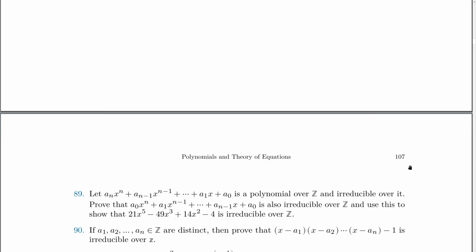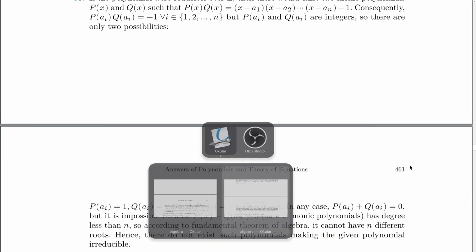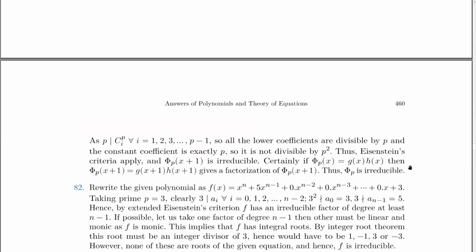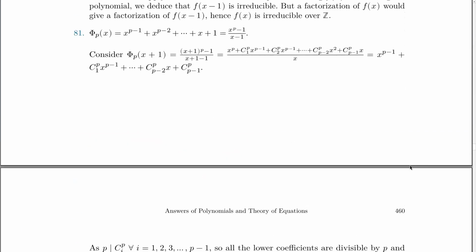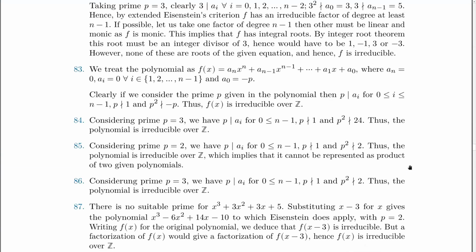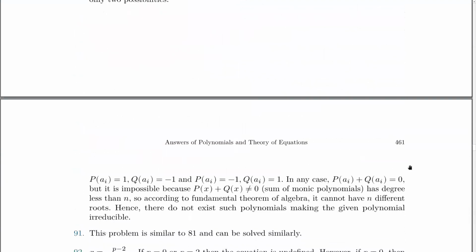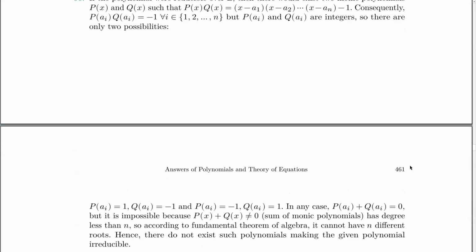So question 91 says: prove that 1 plus x to the power p plus x to the power 2p and so on up to x to the power p into (p minus 1) is irreducible over Z. This problem is similar to 81, and if you want to see 81, you can look at it and solve it like that. Okay, now we go to problem number 92.